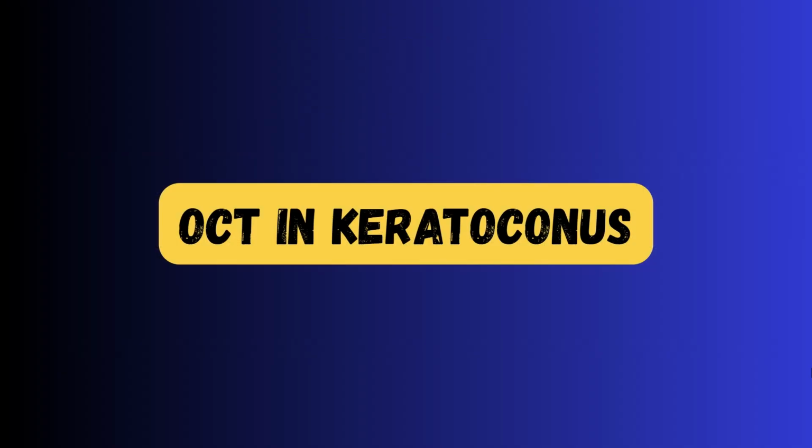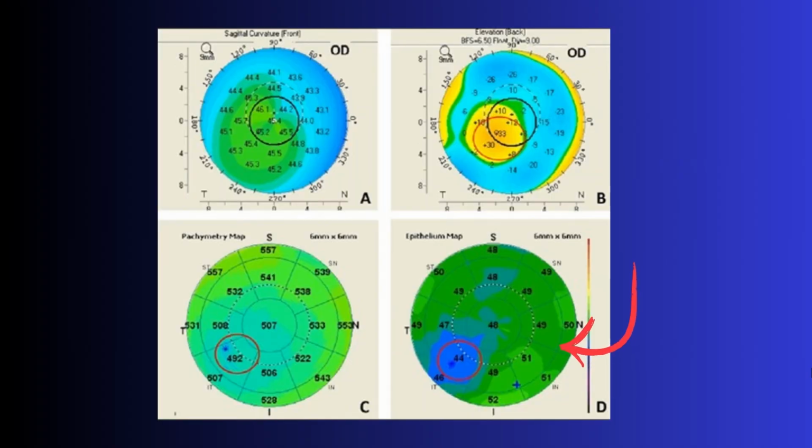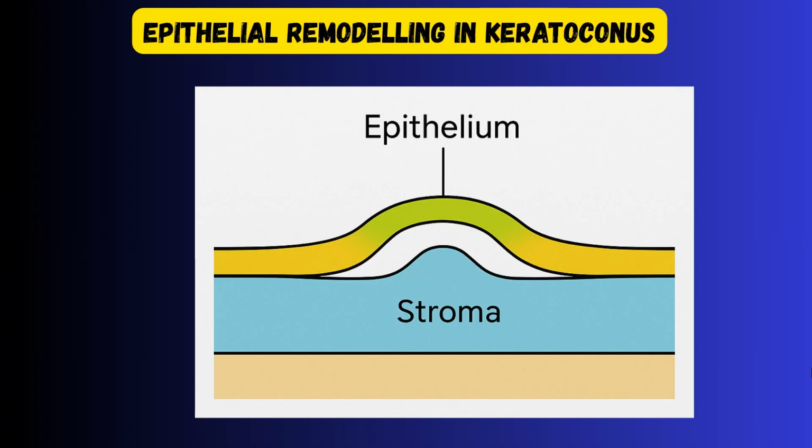Let's move on to advanced diagnostics in keratoconus, and here we have the role of anterior segment OCT in early keratoconus. A significant new modality in keratoconus detection is the epithelial thickness mapping using OCT. Here's what happens in keratoconus. The corneal stroma develops a localized protrusion or bulge, the cone. This is what we discuss in detail in what is keratoconus or how ectasia develops.